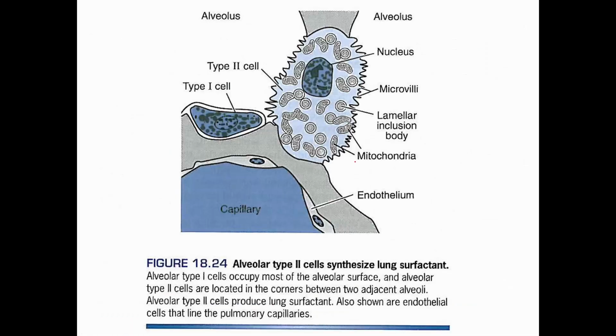Now, this big fluffy cell right here is a type 2 alveolar cell. Notice it's got all kinds of mitochondria and little organelles in here, because these are little surfactant factories. So we have the type 1 cells that are the diffusion barrier. You see this flat cell here, the diffusion barrier. But then we have other cells that produce the lung surfactant.